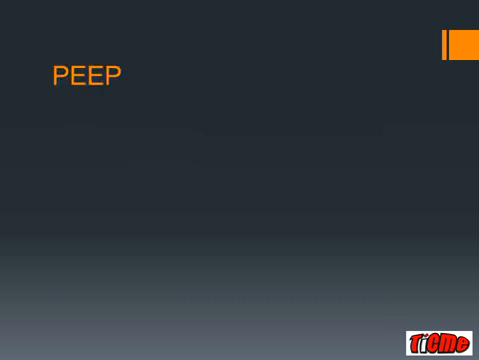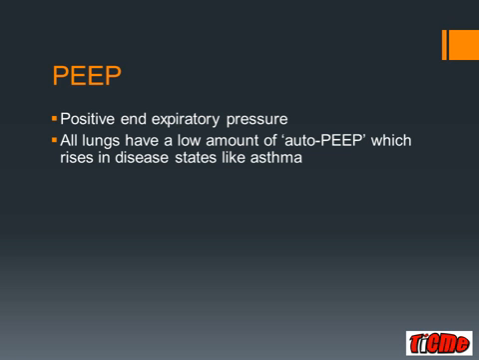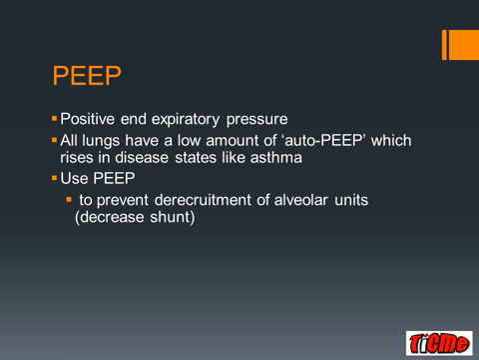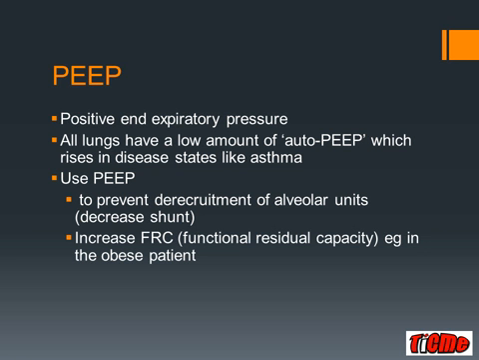What about PEEP? What is PEEP? PEEP stands for positive end expiratory pressure. All lungs have a low amount of auto-PEEP, which rises in disease states such as asthma. We use PEEP when we're ventilating someone to prevent de-recruitment of alveolar units, so to try and decrease shunt or VQ mismatch. We can use it to increase the functional residual capacity in the lungs. This can be very useful in the obese patient or someone who's been ventilated supine.